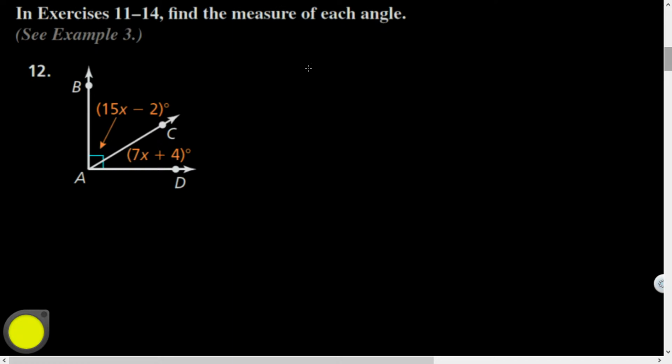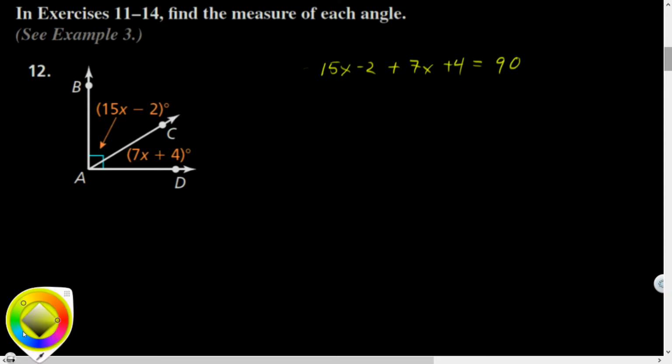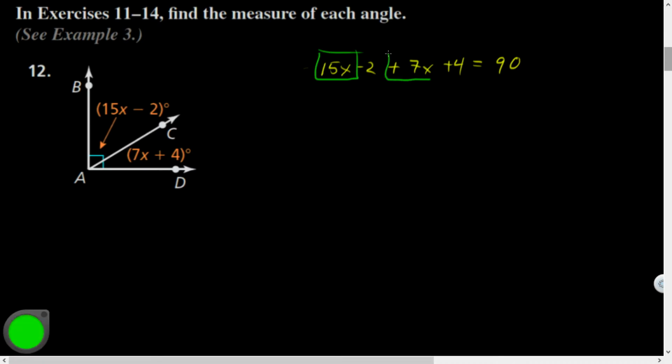And then by definition of congruence and substitution, I could say that 15x minus 2 plus 7x plus 4 is equal to 90. We could then combine like terms, and now it's just algebra from here on out. And you guys are my algebruddies. No, I'm trying to get that term going, but the community hasn't picked it up yet. I don't know why.